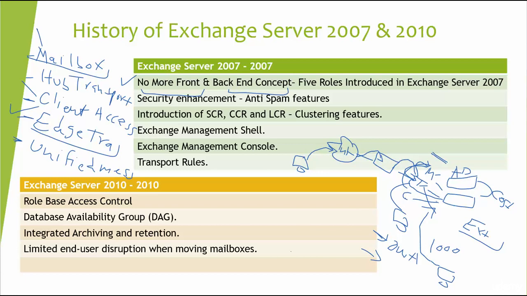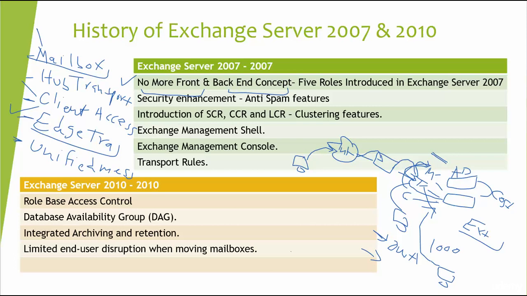So the client access server role was responsible to give you access to Outlook web access, offline address books, and the other thing which is very important is connecting you to Exchange server. That's why when you have Outlook open, it says connected to Microsoft Exchange.